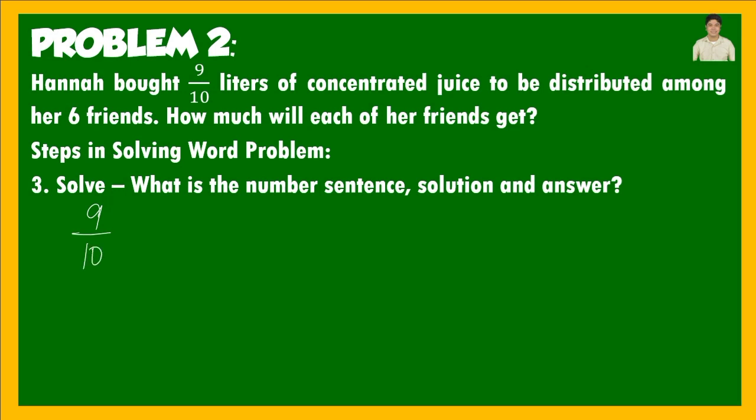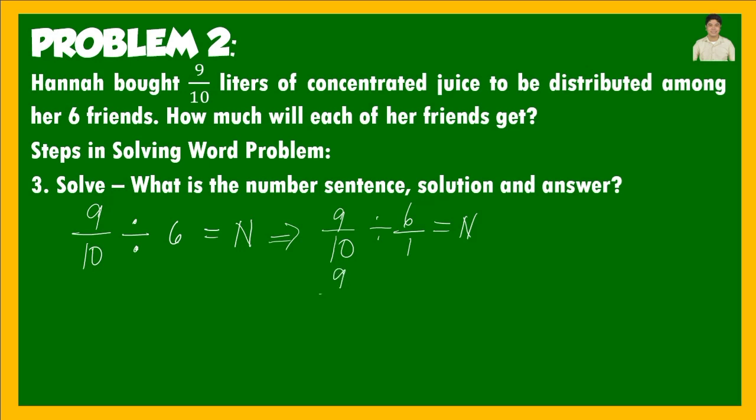So 9/10 divided by 6 equals n. So this is an example of dividing a fraction by a whole number. So yung kaninang problem natin, first problem natin, that is dividing a whole number by a fraction. So yan, 9/10 divided by 6 is equal to n. So again, using keep change flip technique. So ito siya, magiging 9/10 divided by 6/1 is equal to n. Nilagyan natin ng denominator yung divisor na 6 na whole number.